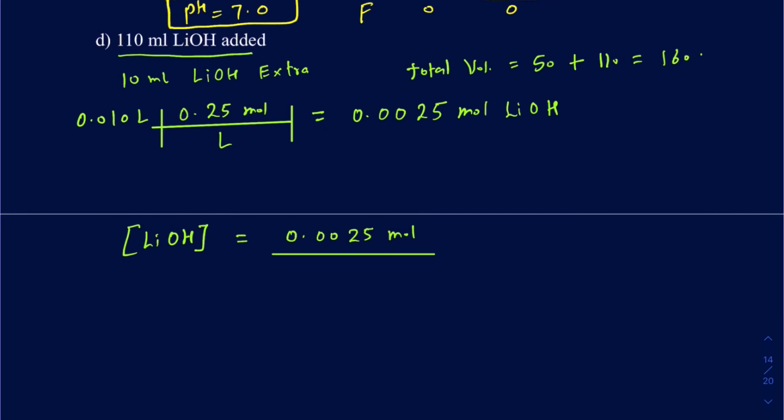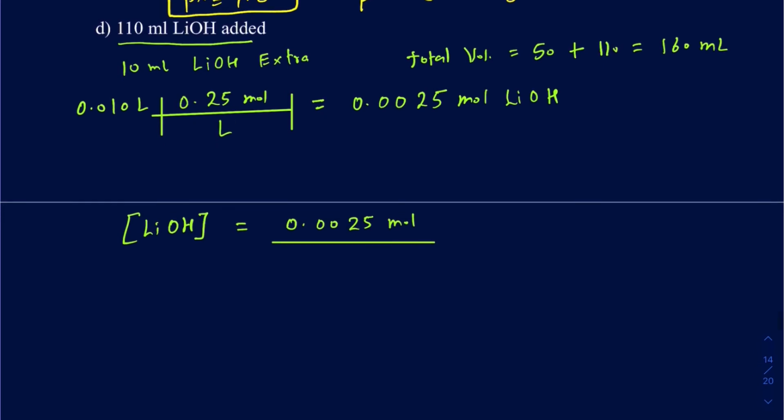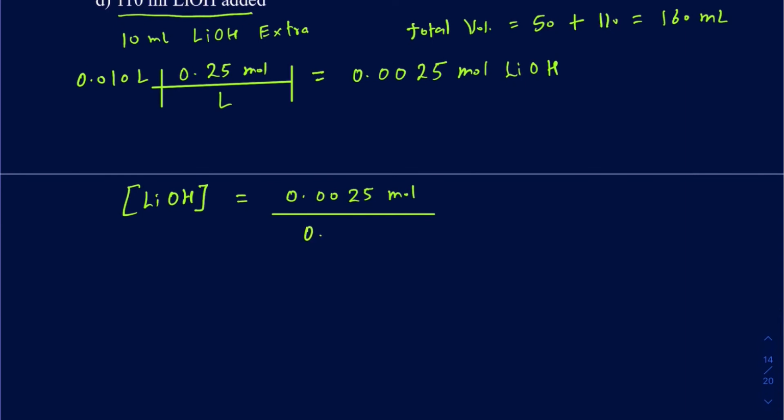That's 160 milliliters. So that's a common mistake students make. They don't count the total volume at some points. So it's going to be 0.160 liters. So let's see what that's going to be. So it's 0.0025 divided by 0.160.